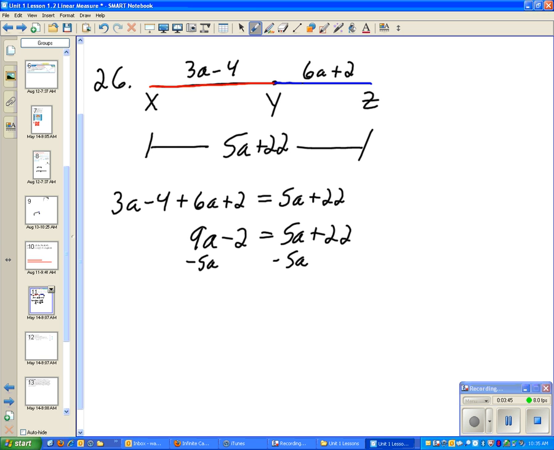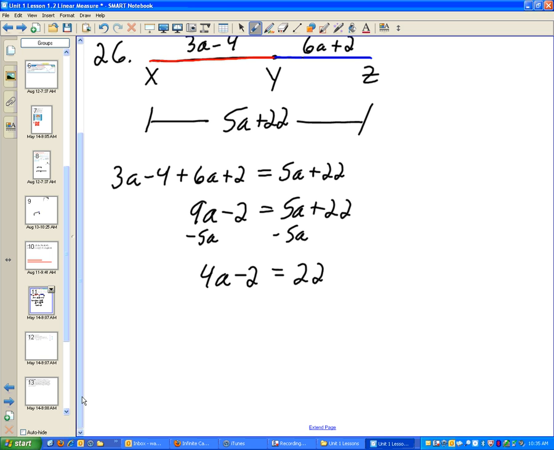Then on the left side, 9a minus 5a is 4a, bring down the negative 2, equals, on the right side, what's 5a minus 5a? 0. Bring down the 22. So subtracting 5a from both sides was a good idea, wasn't it? Now, I've only got one a term. I want to get it by itself. So I want to get rid of that negative 2. Well, the opposite of subtracting a 2 is adding a 2. So add 2 to both sides to get rid of it.